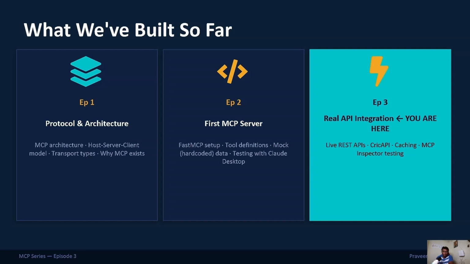In episode 1, we learned the basics of MCP, including its architecture, how the host, server, and client interact. In episode 2, we built our first MCP server using hard-coded data to understand how MCP capabilities, tools, resources, and prompts work. Now, in episode 3, we are moving to real world usage by integrating live APIs like CricAPI. Here, we will fetch real data using caching and test everything using MCP Inspector.